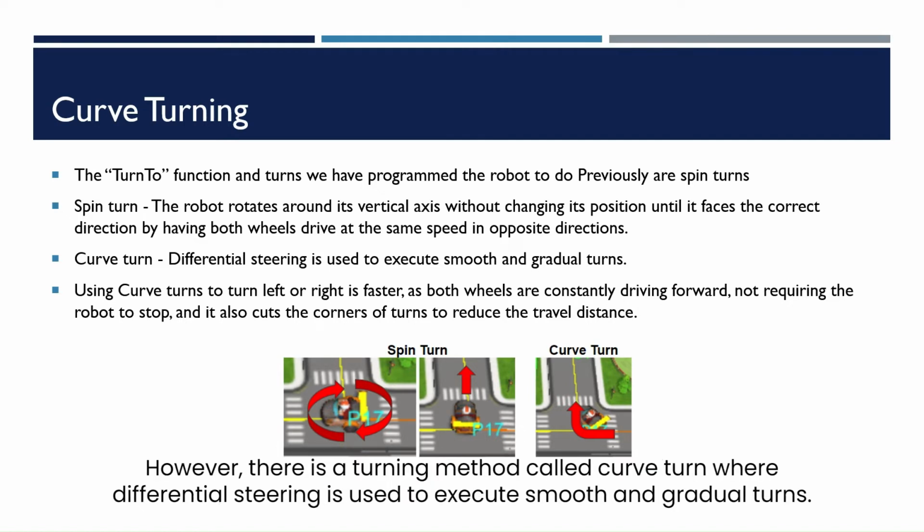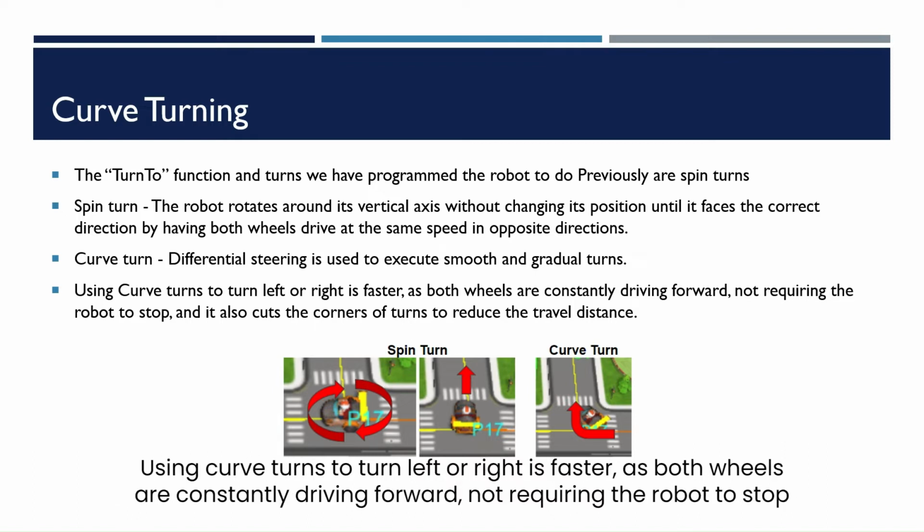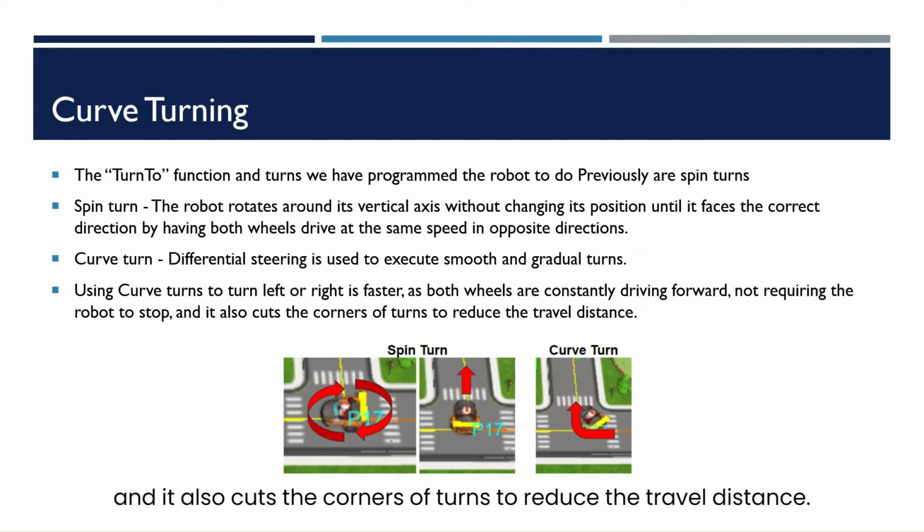However, there is a turning method called curve turn, where differential steering is used to execute smooth and gradual turns. Using curve turns to turn left or right is faster, as both wheels are constantly driving forward, not requiring the robot to stop, and it also cuts the corners of turns to reduce the travel distance.